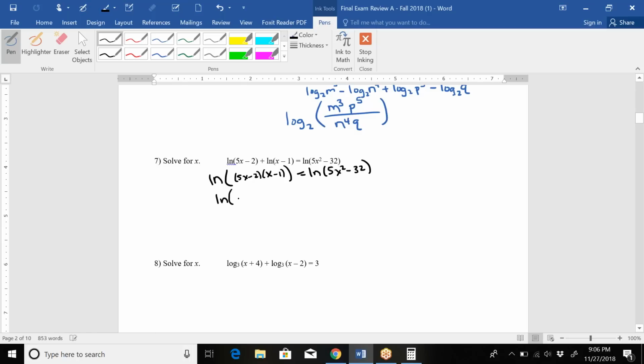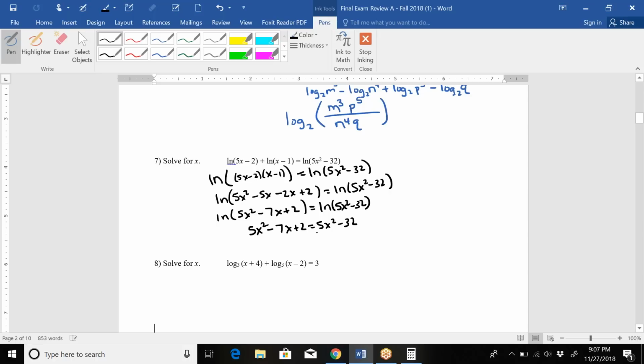So we need to FOIL out this. That would be 5x squared minus 5x minus 2x plus 2. The natural log of this just comes down. We need to add our like terms in there. So this is 5x squared minus 7x plus 2. Now, because you have one log on both sides and they have the same base, we can set their arguments equal, because if those match, the insides have to match as well. So we're going to solve the two arguments equal to each other.